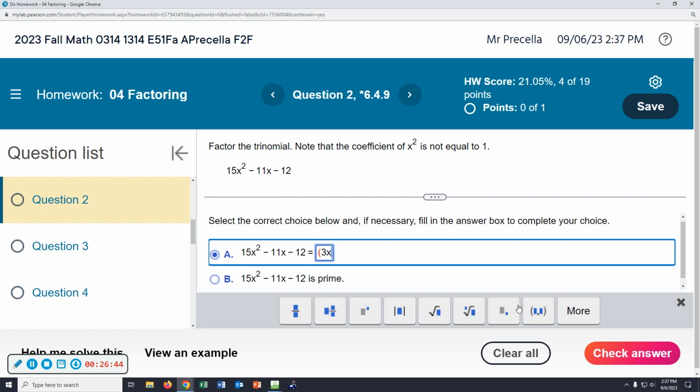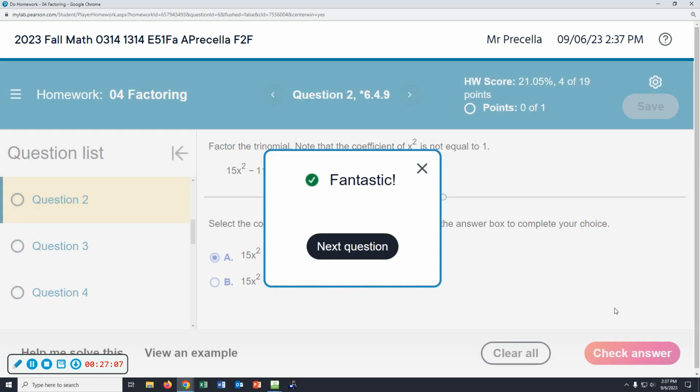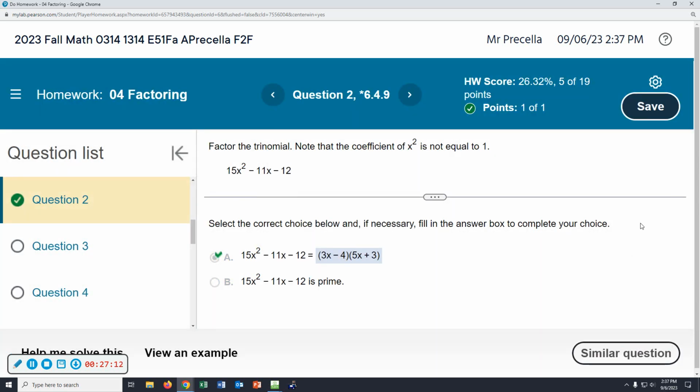3x minus 4, right parenthesis, then a left parenthesis, 5x plus 3. And I should mention, as long as you have the same thing inside the parentheses, the order doesn't matter. If I typed 5x plus 3 in the first set and 3x minus 4 in the second, I would still have the correct answer. Any questions there? Go to number 4.